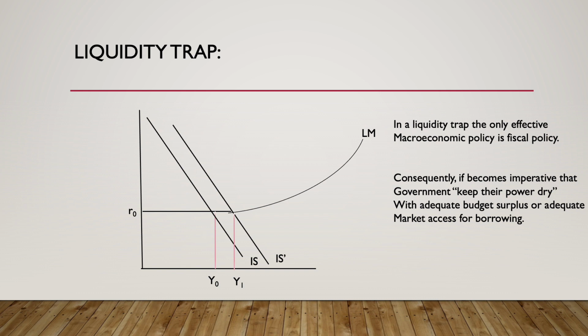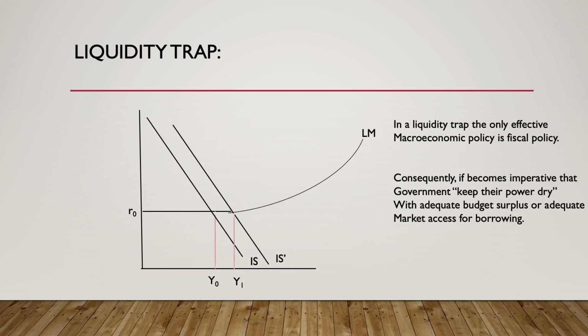Last but not least, let's look at the liquidity trap. In a liquidity trap, the only effective macroeconomic policy is fiscal policy. We've seen before that an increase in the money supply has no stimulus effect on the economy since it doesn't lower interest rates. The LM curve is flat during a portion when you're representing the liquidity trap. And in that case, the movements in the IS curve become very potent at influencing the equilibrium level of income.